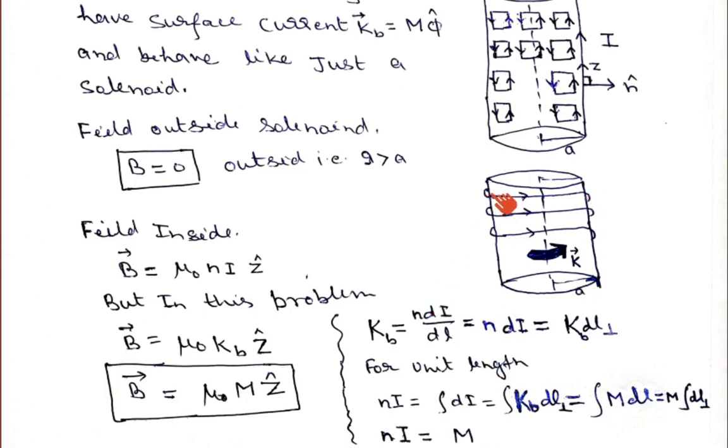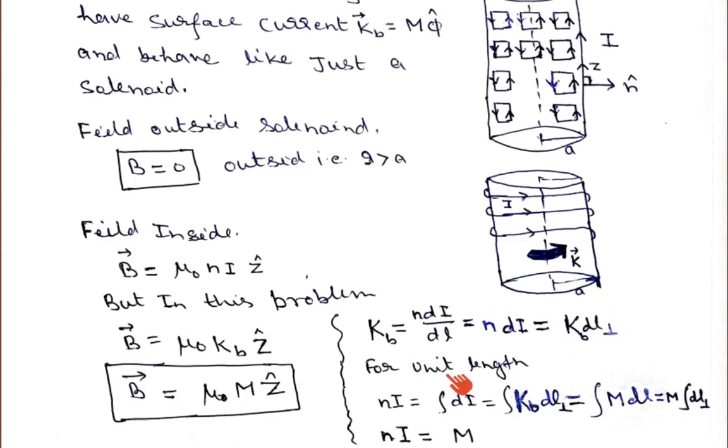Okay, so here we have n number of turns in 1 unit length, so that is why I have defined n, let us say number of turns, dI upon dl perpendicular. Okay, so we can write n dI, the total current in that dl perpendicular length, can be written as K_b dl perpendicular.